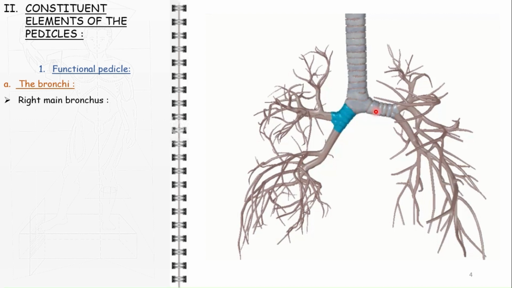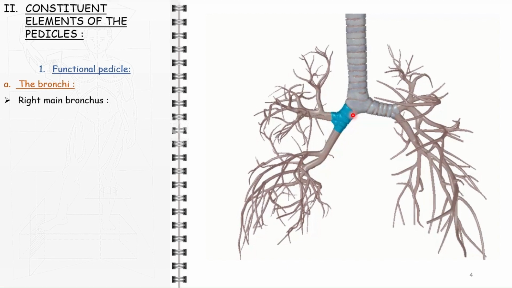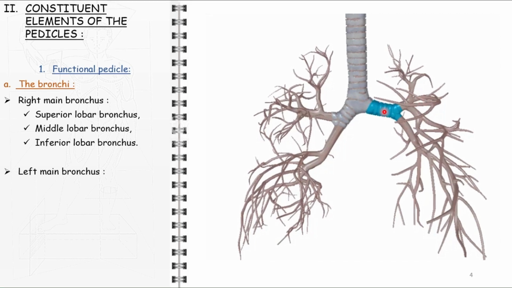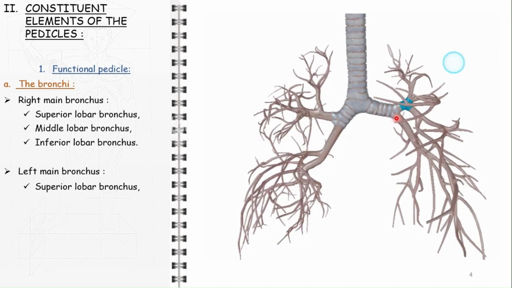The right main bronchus extends from the tracheal bifurcation to the superior lobar bronchus. It is almost vertical. It successively gives rise to the superior lobar bronchus, the middle lobar bronchus, and the inferior lobar bronchus. The left main bronchus extends from the tracheal bifurcation to the superior lobar bronchus, and is almost horizontal. It gives off the superior lobar bronchus, then continues as the inferior lobar bronchus.